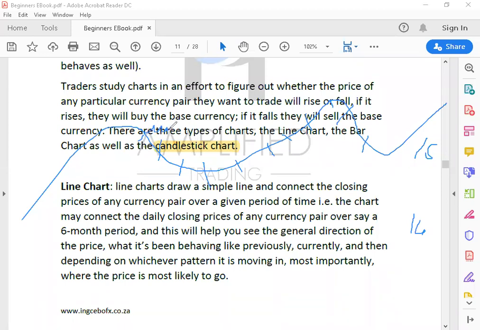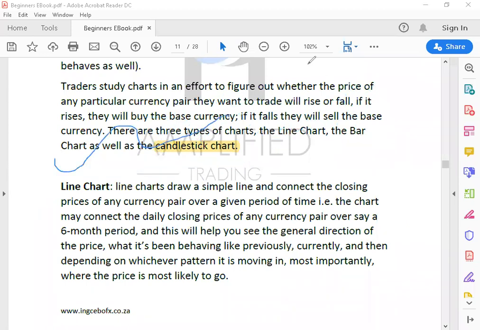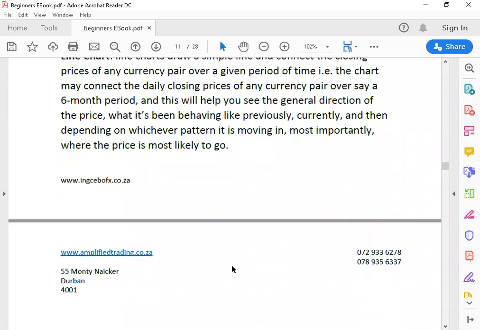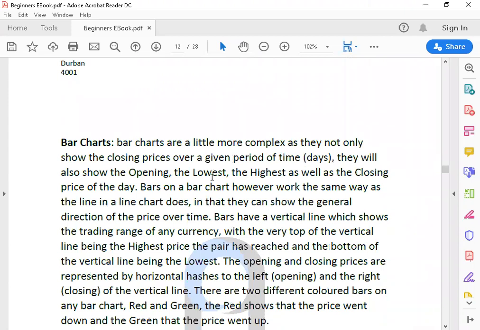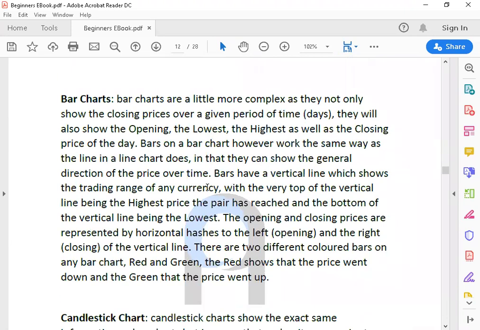And then if it closes higher at 5 o'clock, boom, you're going to see that the line just moved up. Then it's just going to keep doing this when you actually zoom into it. But when you zoom out of it, it's going to be a bit smoother. You'll see that on the example when we get into it. Okay, and the bar chart is a bit more complex, as they're not only showing the closing prices.